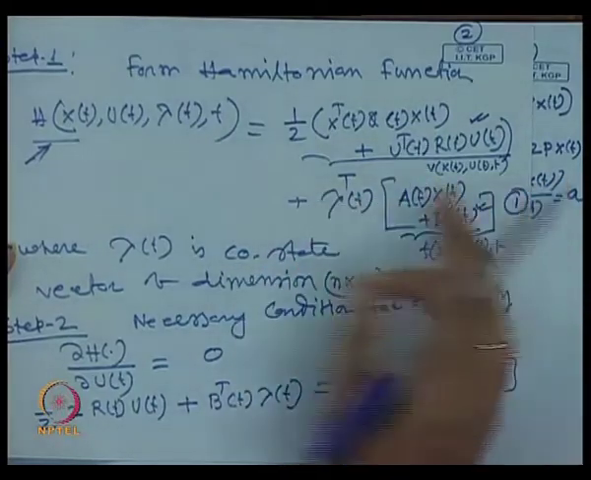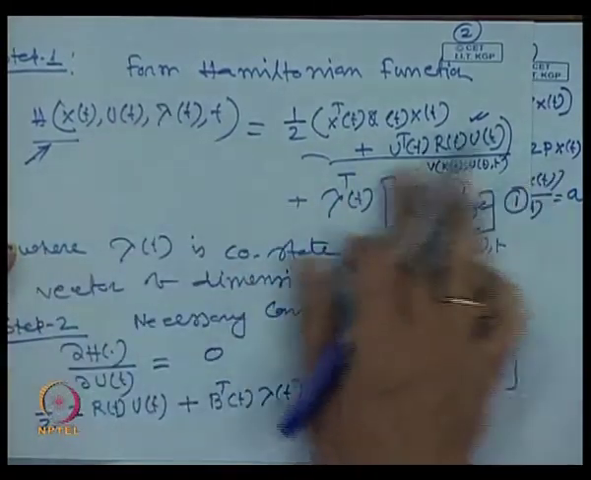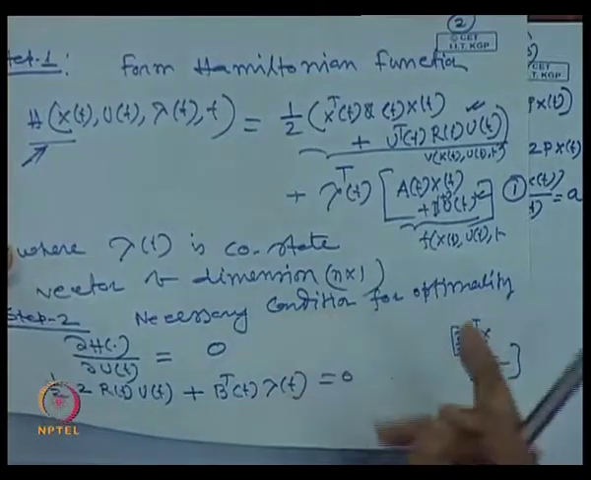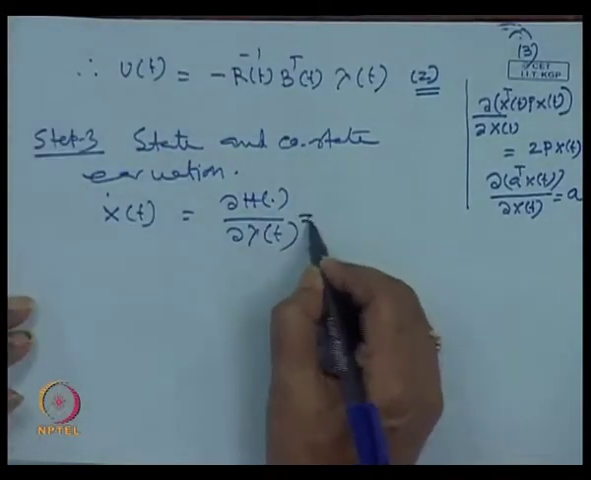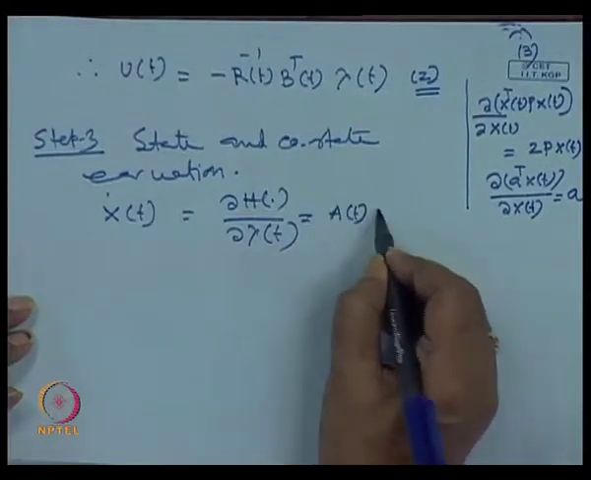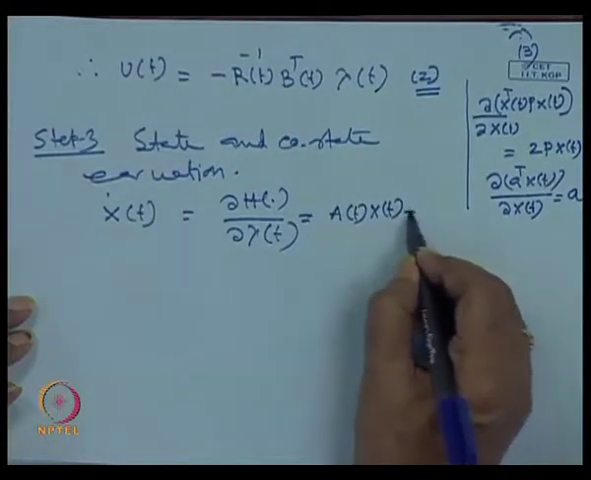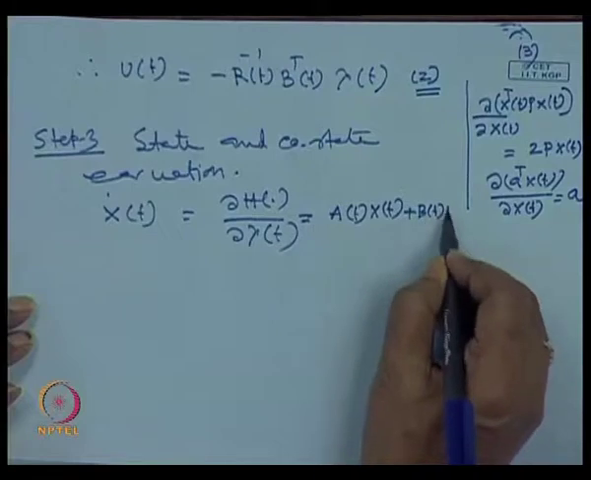So, it is the same because H is a scalar quantity, this part is the scalar quantity. So, if you differentiate this with respect to lambda, I am getting this expression: A(t) x(t) plus B(t) u(t).